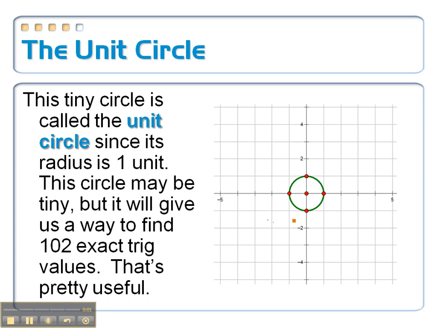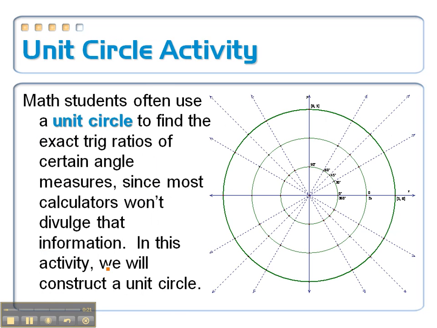What we have graphed here is the unit circle. Its center point is the origin, 0, 0, and its radius is 1 unit. This tiny circle is also very useful because it gives us a way to memorize and find 102 exact trig values. Okay, so we use this in math classes to help us find exact trig values.